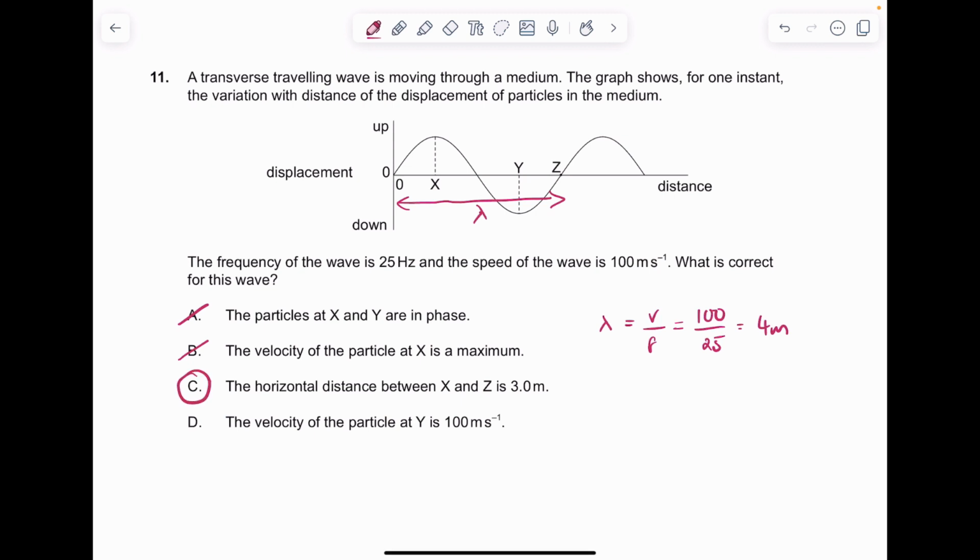Let's just double check D. Velocity of the particle at y is 100 meters per second. Well, y is at maximum negative displacement. Same argument as for x, but it's at the negative displacement this time. When it's at the maximum amplitude, its velocity is 0. So that is also incorrect. The answer is C.